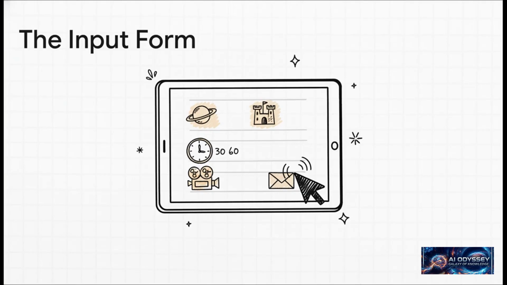This right here is the control panel for our entire factory. And just look how simple it is. You just fill out this form, you choose a category like space or history, pick a duration, select a visual style and an AI voice you like, and then you just pop in your email address. That's it. That is literally all the human input required.